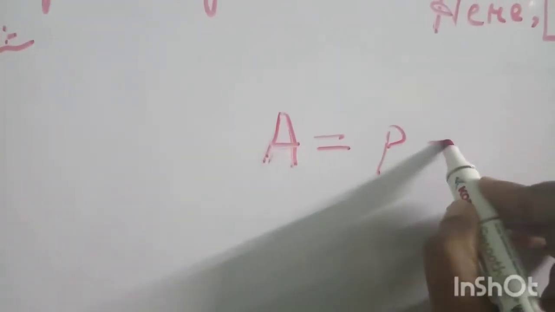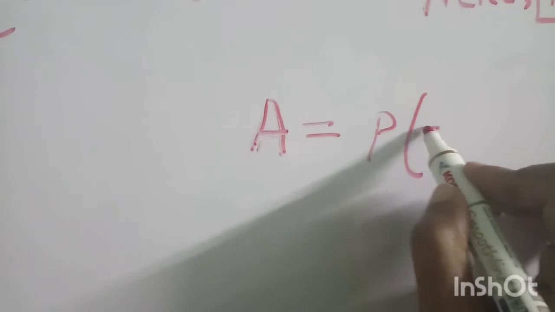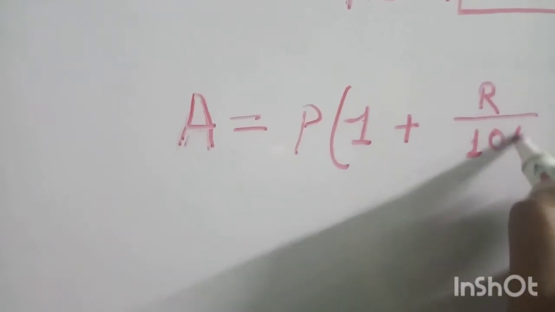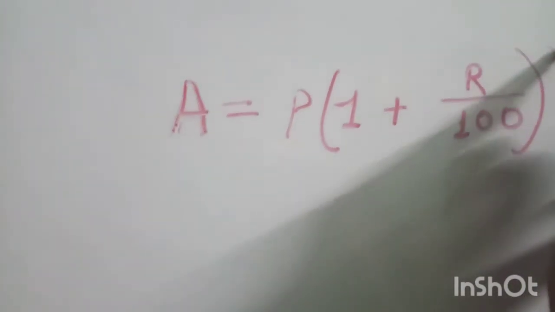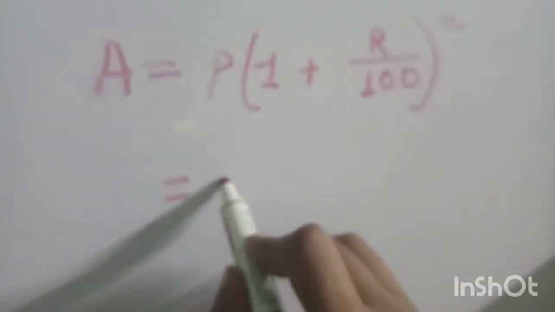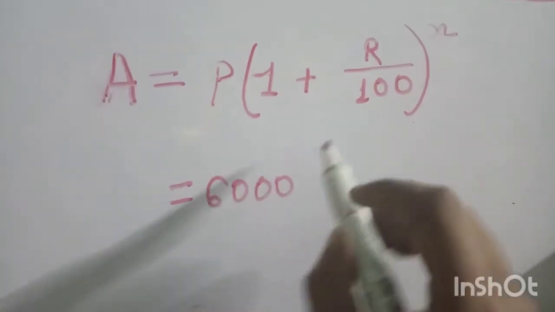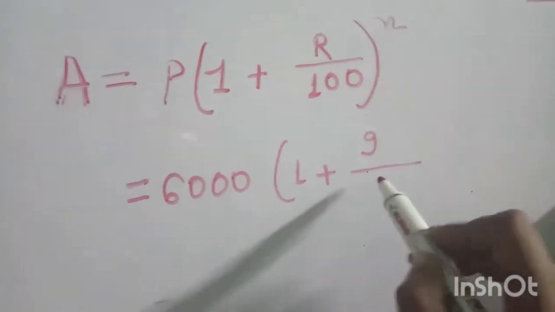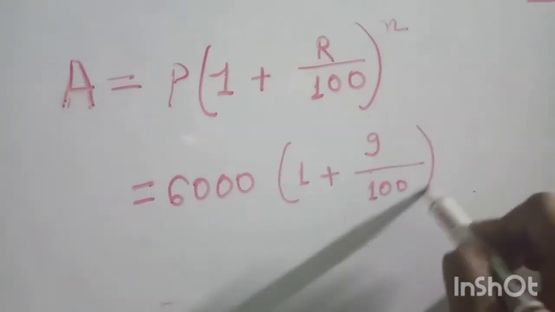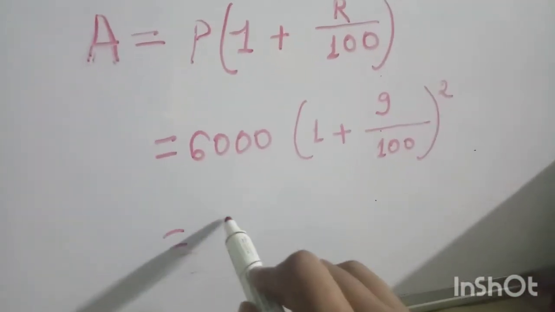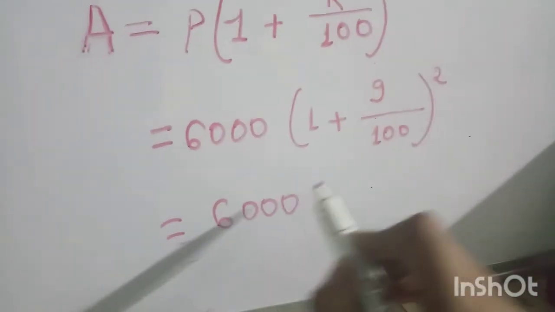A is equal to P, then 1 plus R by 100, to the power n. Putting all the values here: 6,000, 1 plus, what is R? 9 by 100, and what is n? 2. Now let's solve it, the calculation.